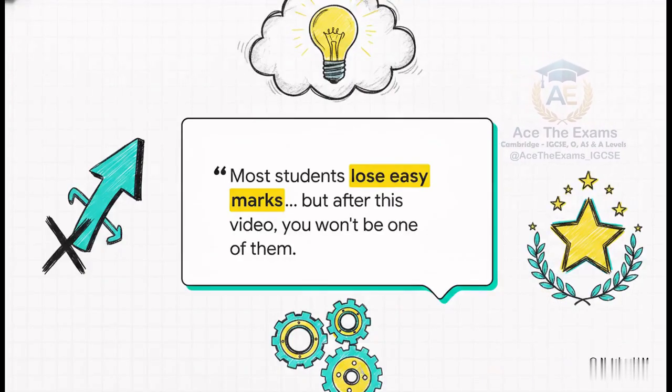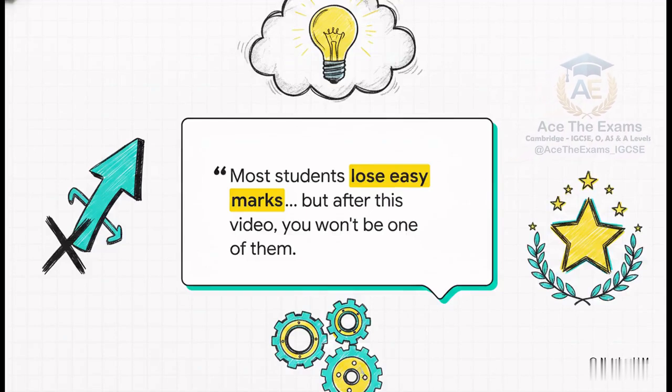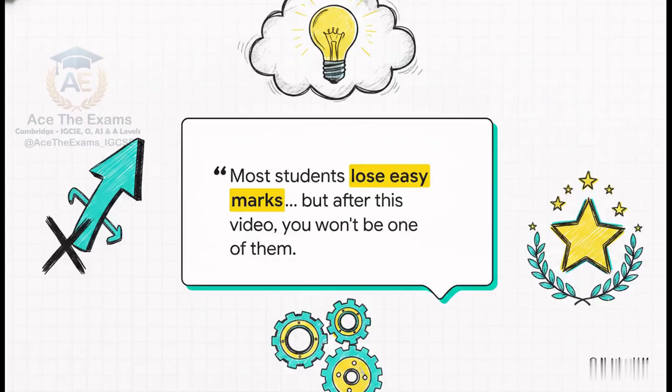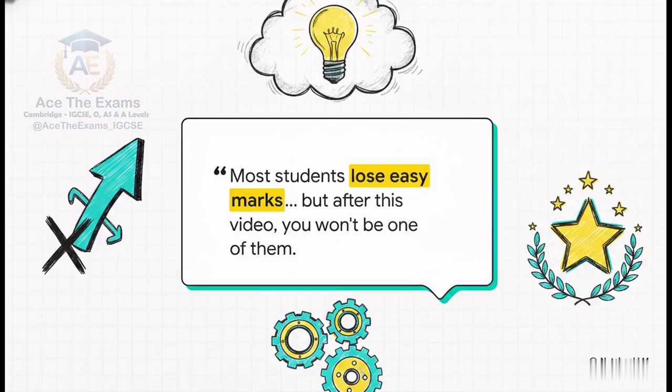First, we have Alex. Now, Alex is smart, but Alex absolutely overloads their answers with raw computer science facts. They'll write a whole novel about what a layer is, but completely forget to analyze the actual scenario. 0 marks for context. Then we have Sam.